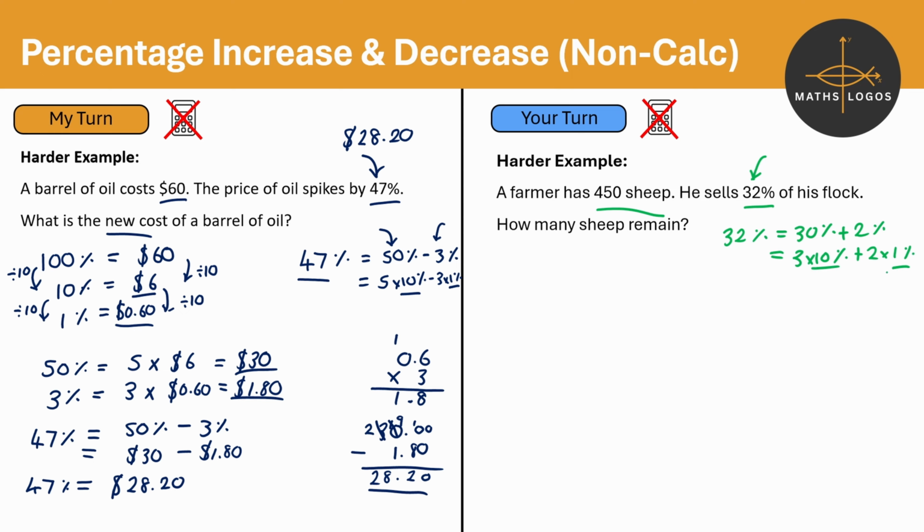So 10% and 1% are my building blocks, as they often are. The original number of sheep is 100%. That's the 450. And we want to get 10%, so we divide by 10, which is 45 sheep.